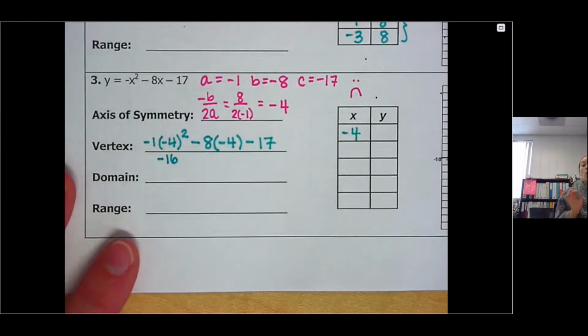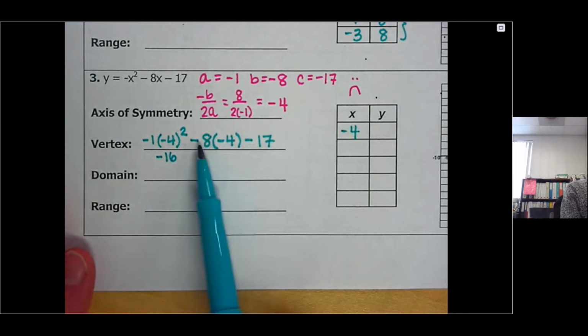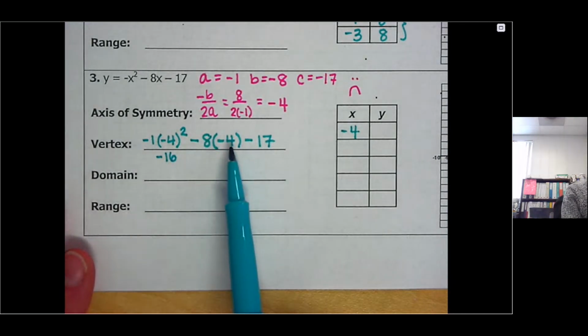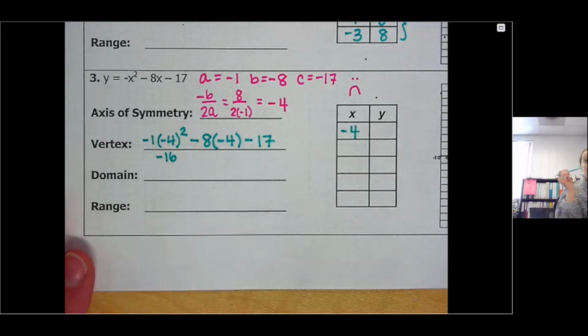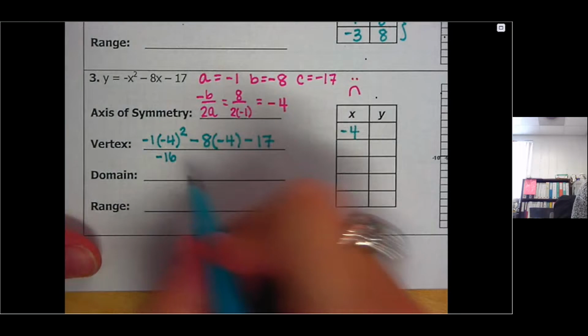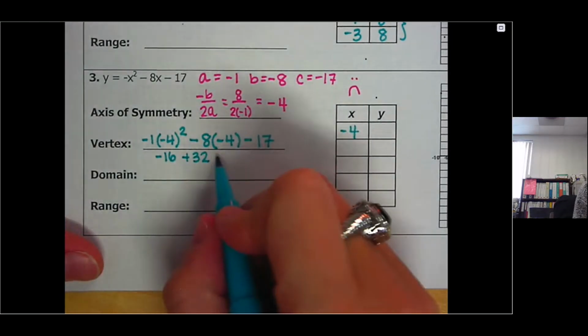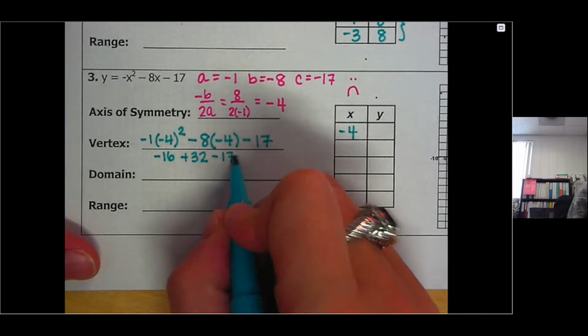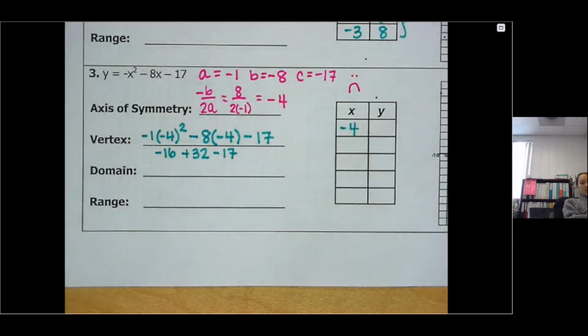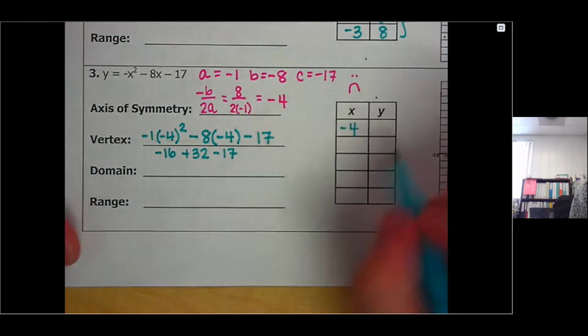Okay, good. What is -8 times -4? Negative times a negative makes a +32. And then -17. So put in your calculator -16, -1, +32, -17. Yeah, I thought I had it wrong. No. Give yourself a pat on the back. Good job. This is -1.